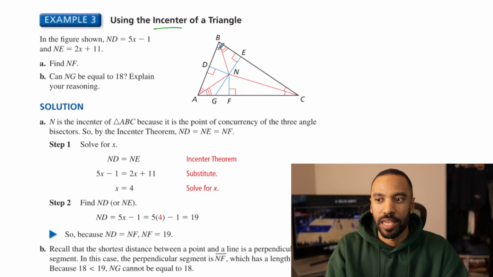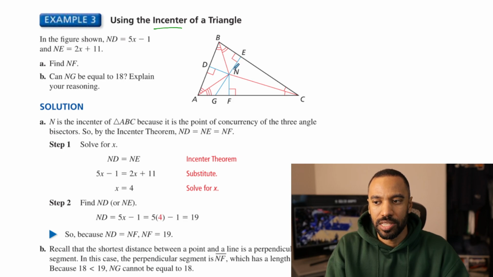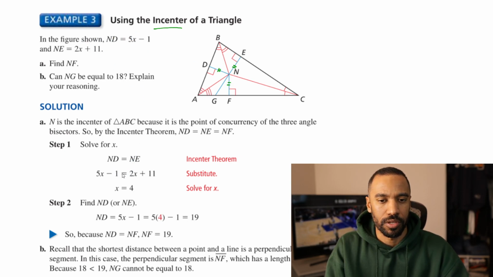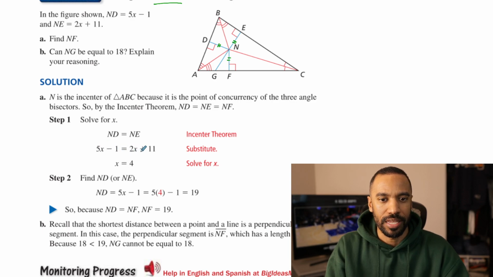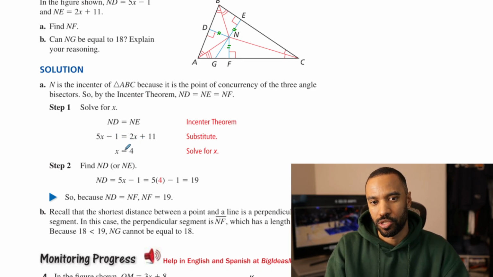How do I know? They show that these are angle bisectors, that these are congruent bits. That makes this the in-center. That makes these lengths equal, which means ND and NE have the same length, so you set this equal to that, and that's what they're doing down below. 5x minus 1 equals 2x plus 11. You solve for x, you get 4.